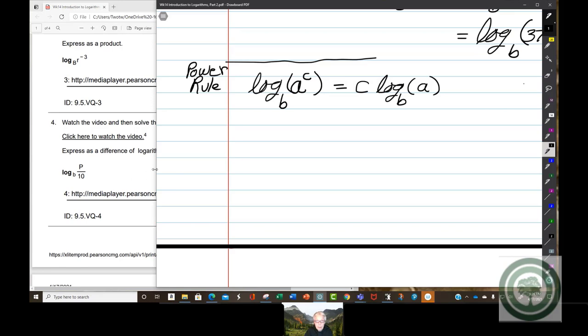So here's your homework problem. Log capital B. It's the way they're writing it, so you have to write it that way. Lowercase r raised to the negative 3 power equals negative 3 times log base capital B of lowercase r.